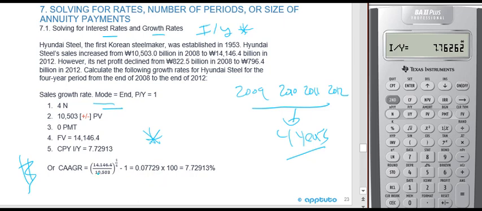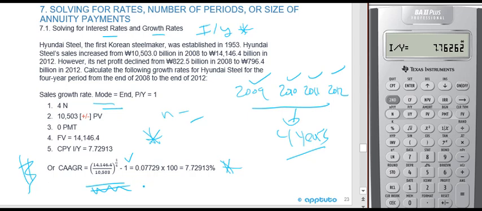Or for those of you that like the compounded annual average growth rate, you know that you could do the 14,146 over the 10,503 to the power of 1/4 minus 1. Okay, you just have to make sure, because it says in 2008, so that's the end of 2008, and it's the end of 2012, so that would have been 2009, 10, 11, 12. As long as you got the n equals 4 right, you're going to be okay on that type of scenario. And don't forget how to calculate the compounded annual average growth rate. That comes up sometimes in different types of questions.